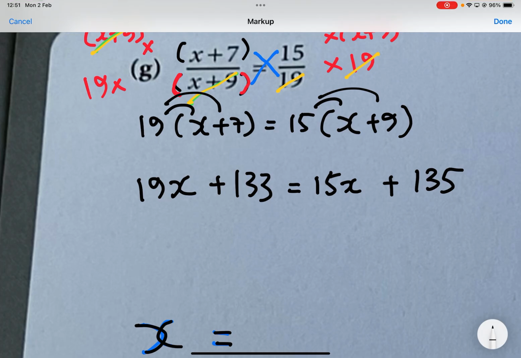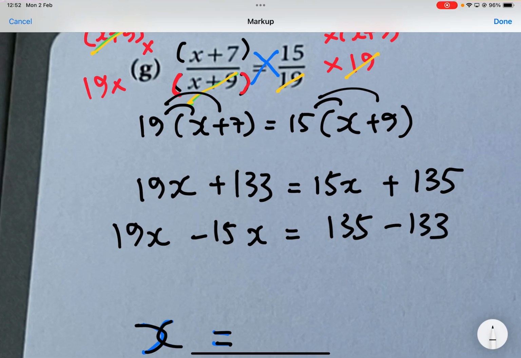I will end up with 4 terms. X term here, X term here. But by now you all should know, I want to solve means I put all my x terms together. So my 19x stays here. My 15x, I want it to go to the left also, so I need to minus 15x. My 135 is on the right, I don't need to move it. My 133 is on the left, I want it to go to the right, because I want to put all the numbers on one side and all my x on one side.